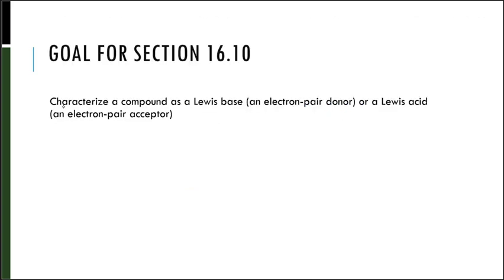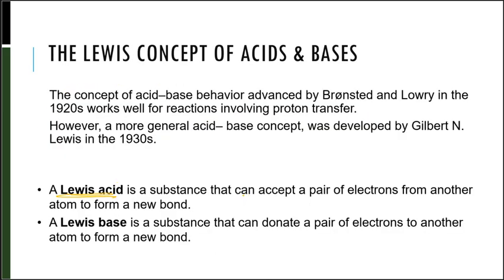The last section is looking at characterizing a compound as a Lewis base, which is an electron pair donor, or a Lewis acid, which is an electron pair acceptor. A Lewis acid can accept a pair of electrons from another atom to form a new bond, and a Lewis base can donate a pair of electrons to another atom to form a new bond.